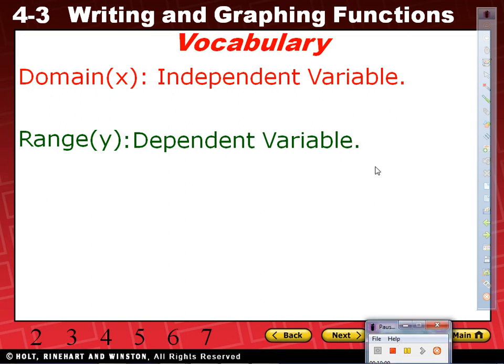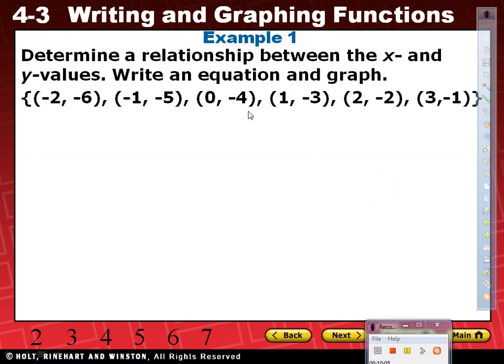All right, copy this example down on the right-hand side. Here we go. Example number 1. It says, determine a relationship between the x and y values. Write an equation and graph. The relation that they give us is (-2, -6), (-1, -5), (0, -4), (1, -3), (2, -2), and (3, -1). Copy that down, please.